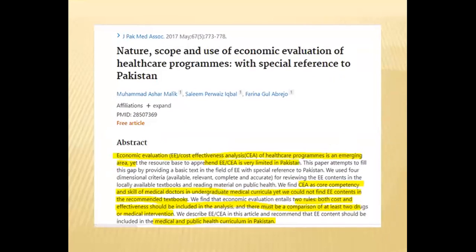Nature, scope, and use of economic valuation in healthcare programs with special reference to Pakistan. Economic valuation is an emerging field and very limited in Pakistan. In this study, they found that cost-effectiveness analysis is a core competency and skill of medical doctors in the undergraduate medical curricula, yet we could not find any economic evaluation in the recommended textbooks.